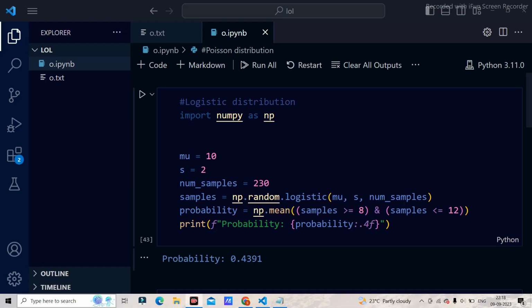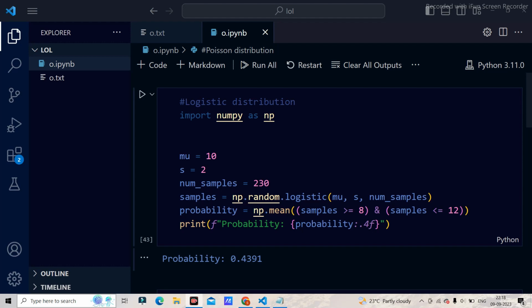I'm going to discuss the code of the logistic distribution. First of all, we import numpy as np, and we assign the value of nu as 10, meaning the average value is 10 as we discussed previously, and the scale value equal to 2, and we take the number of samples as 230. We have samples equal to np.random.logistic with nu, s and the number of samples.